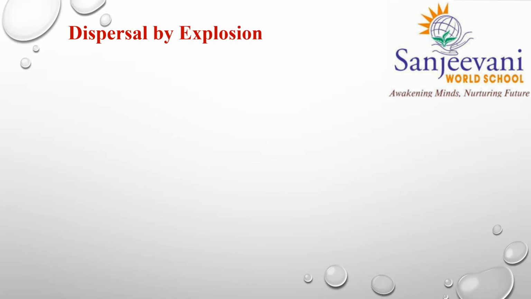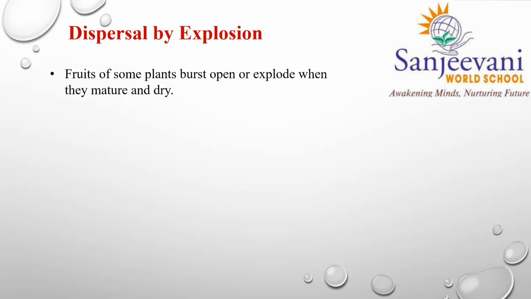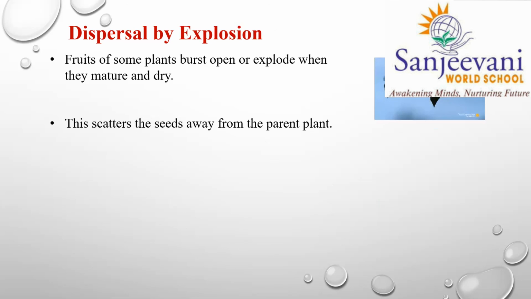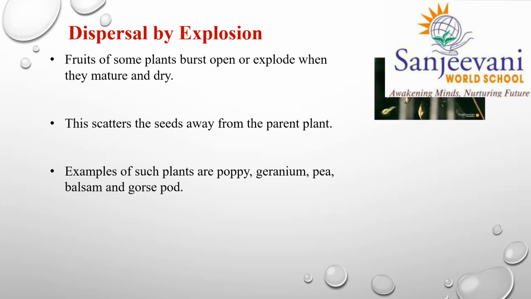Now we will discuss dispersal by explosion. So children, fruits of some plants simply burst open or explode when they mature and dry. You can see in this picture, naturally it just bursts open when it matures and dries. This scatters the seeds away from the parent plant. Examples of such plants are poppy, geranium, pea, balsam, and gorse.